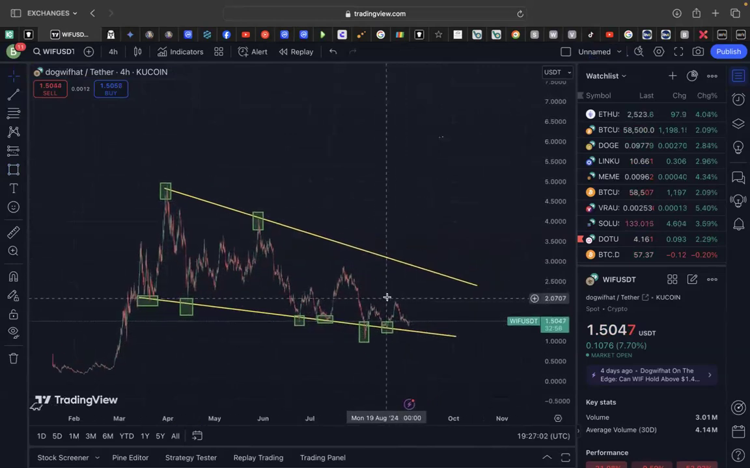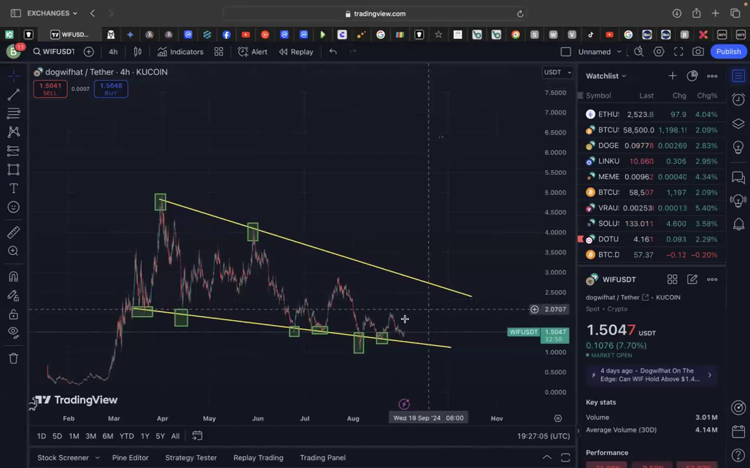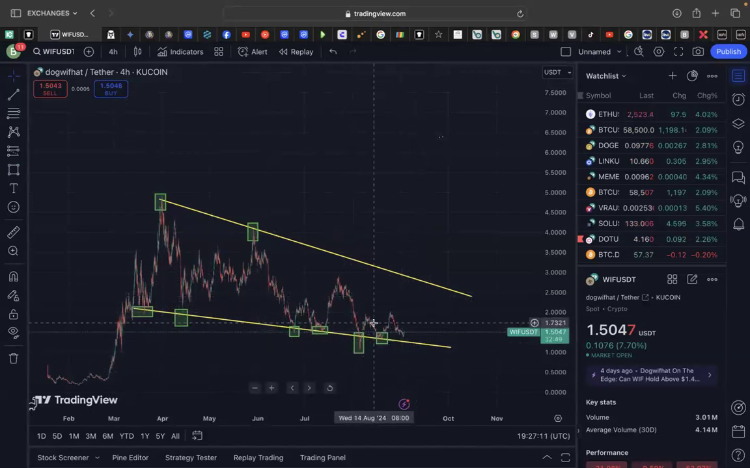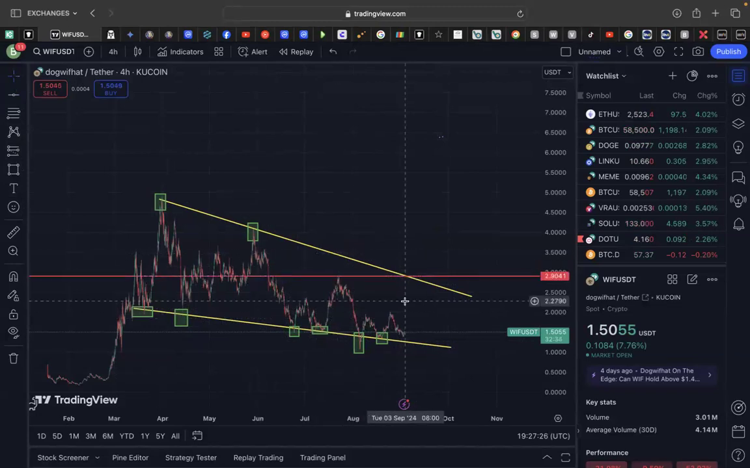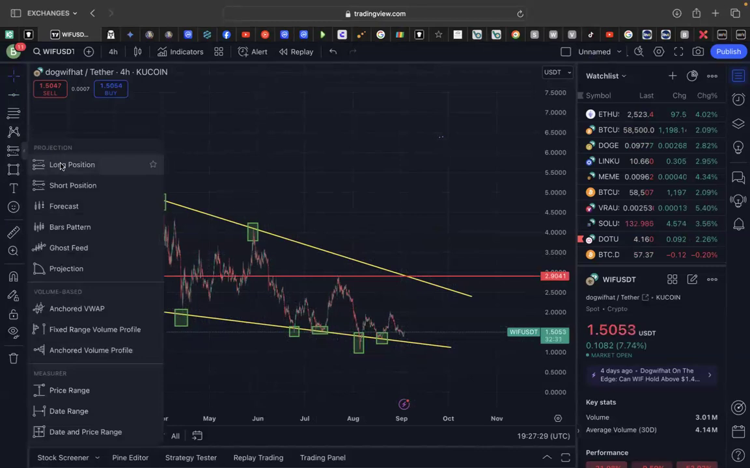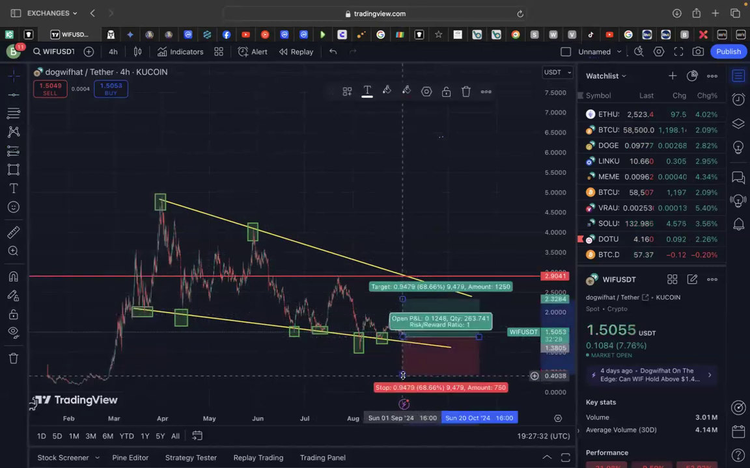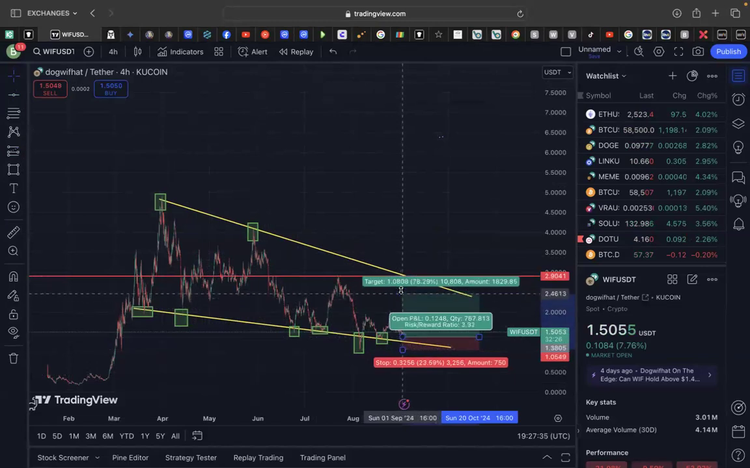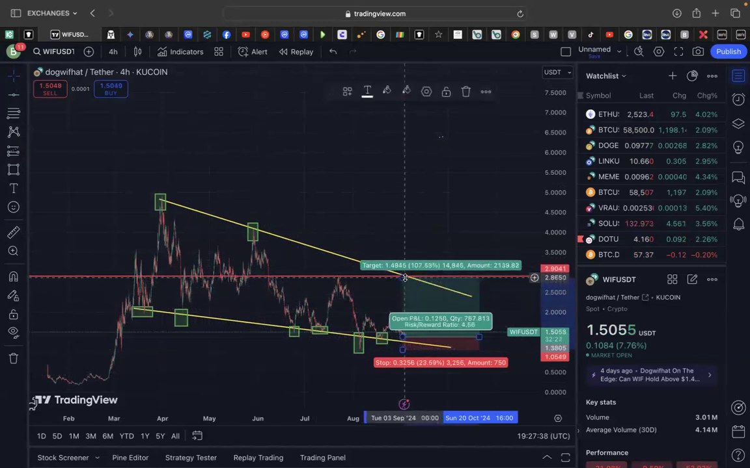So when it comes to WIF, it is looking very, very nice. It also formed a triple bottom pattern. This is an example of a triple bottom pattern. And I do expect price to come to this level somewhere here, at the support. So there is a possible 100% move on WIF.